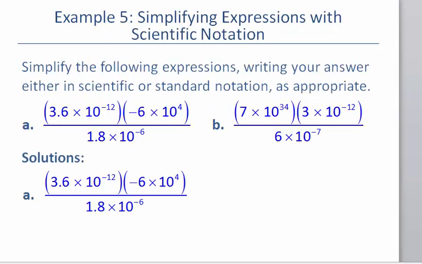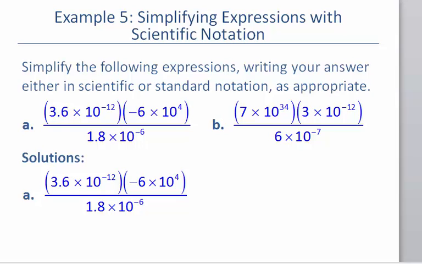We can also use scientific notation to help us simplify expressions. So we're going to look at 2 examples here. The first example says, in parentheses, 3.6 times 10 to the negative 12 times, and in parentheses, negative 6 times 10 to the 4th, and that makes up the numerator of our fraction. And for the denominator, we have 1.8 times 10 to the negative 6. And we want to simplify this.